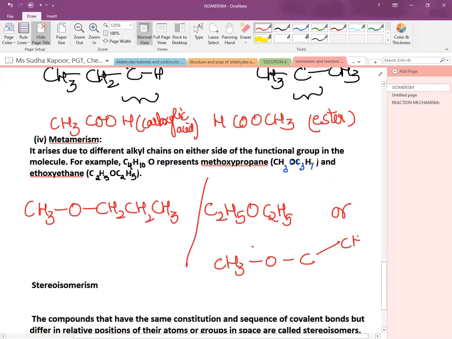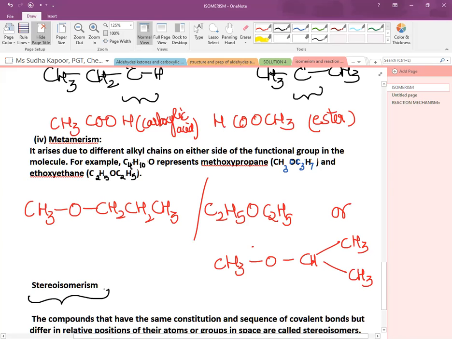In the form of the isopropyl linkage, we can also show it. Now, these are all considered as the metamers for each other. So, in the case of metamerism, there are different alkyl groups. Now, here comes the stereoisomerism.